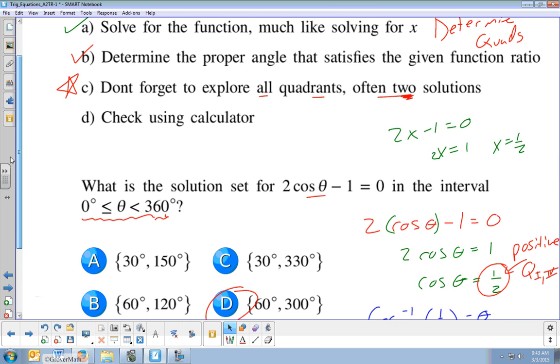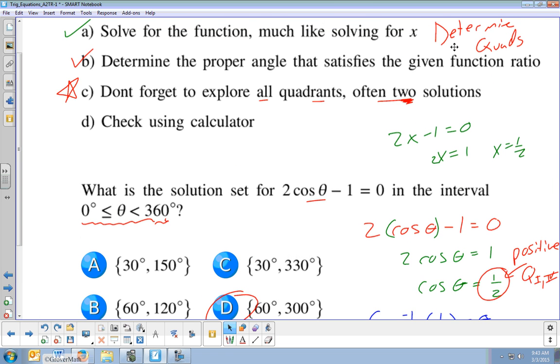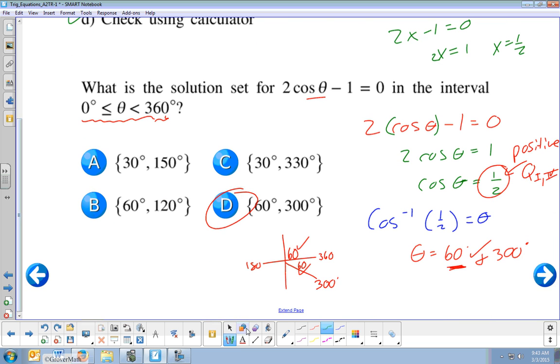So you need to solve the function like you're solving a regular equation. And right there is a good point, right? As soon as you know if that fraction is positive or negative, determine what quadrants you're dealing with. Then determine the proper angle by doing inverse functions or just using your exact value table or your memory. Don't forget that there's probably going to be two quadrants where that function is positive or negative. And then step D is to check it in your calculator. And that's probably the easiest part.